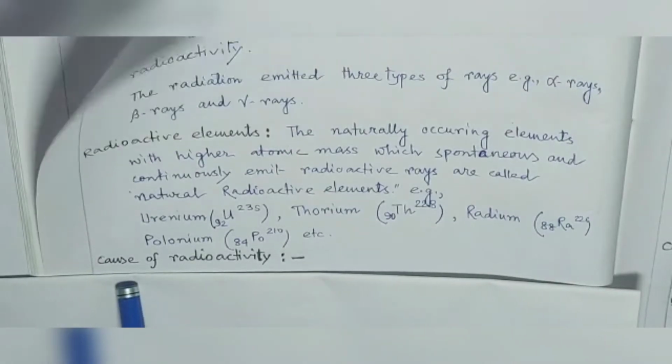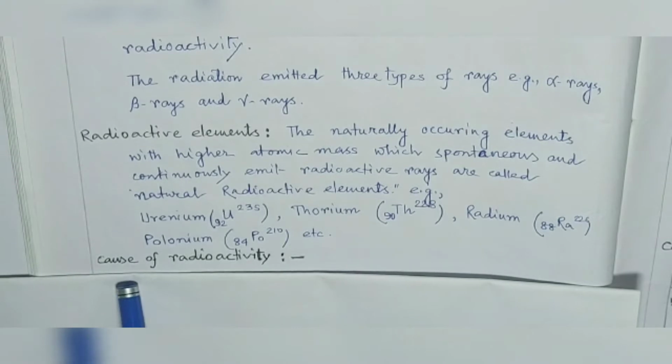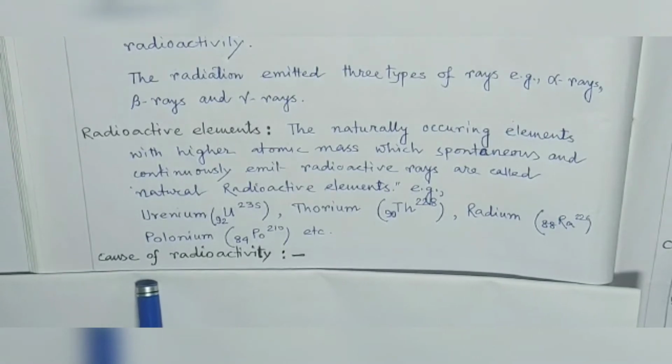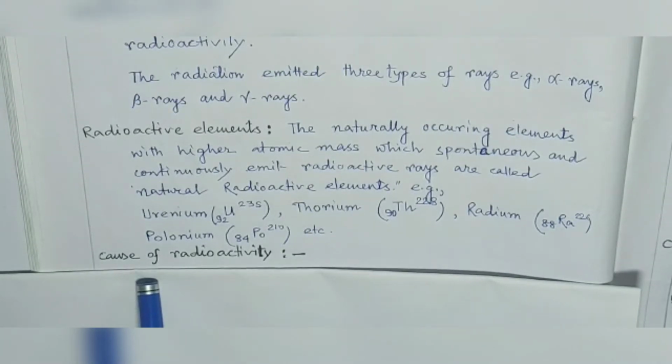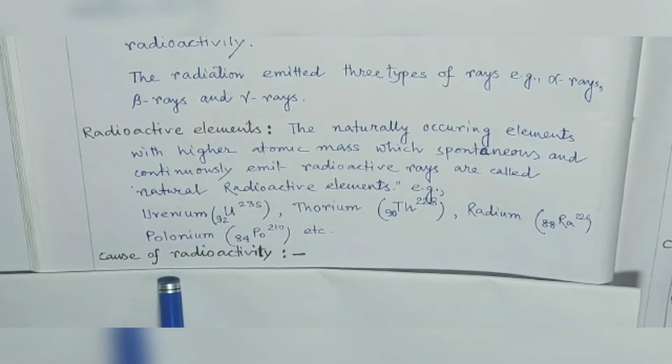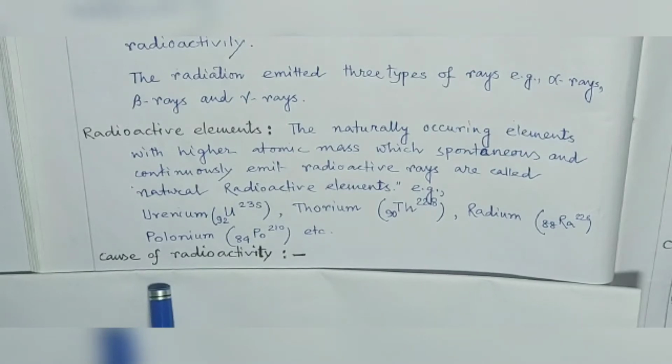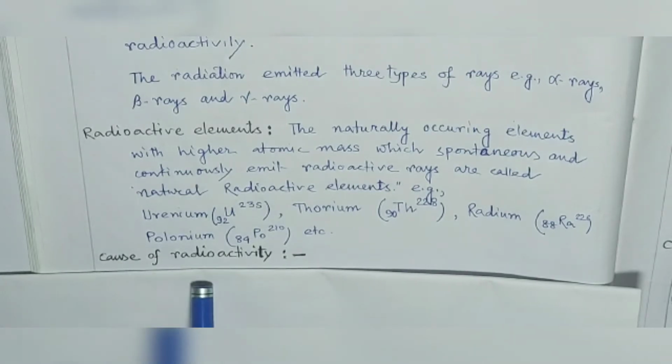After that, cause of radioactivity. There are several causes of radioactivity. One of the most important causes is the N by P ratio. When the neutron-proton ratio is greater than 1.5, then the element shows natural radioactivity.